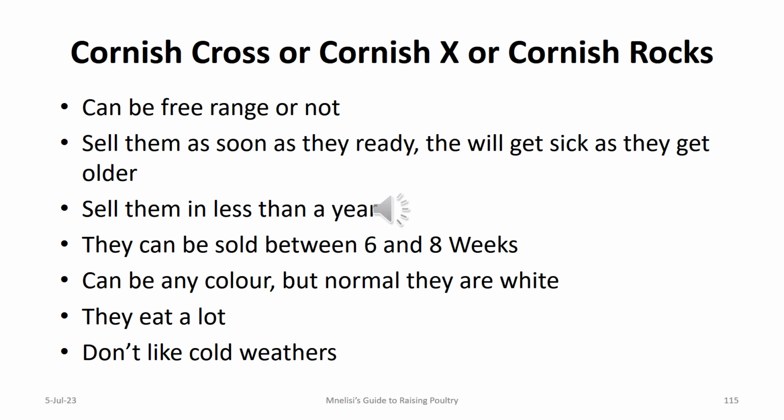This chicken can be a free range or not. Do not keep it on the farm for a long period. These chickens will get sick as they get older. You need to sell them in less than a year. They will be ready for market between 6 and 8 weeks. They can be any color, but normally they are white. They eat a lot, and they do not do well in cold weather.